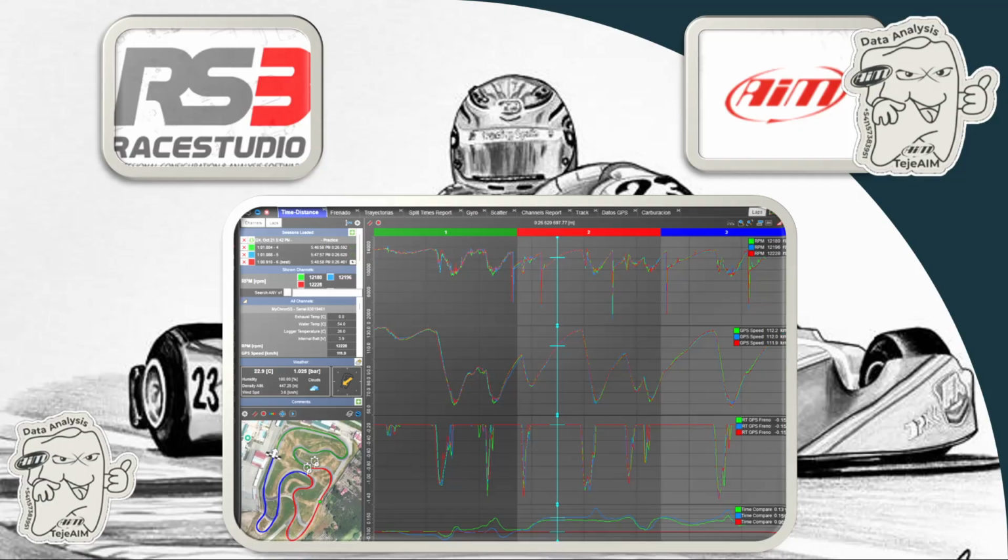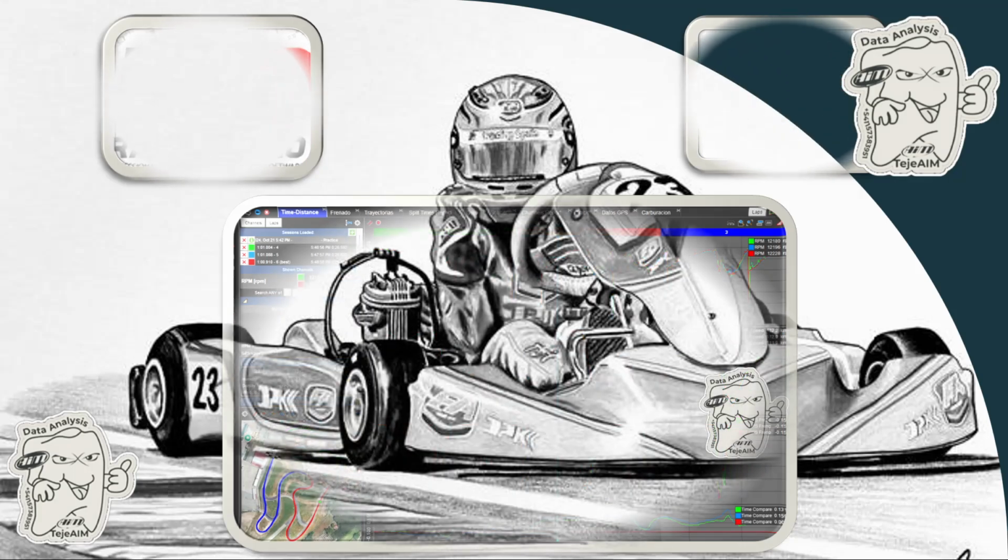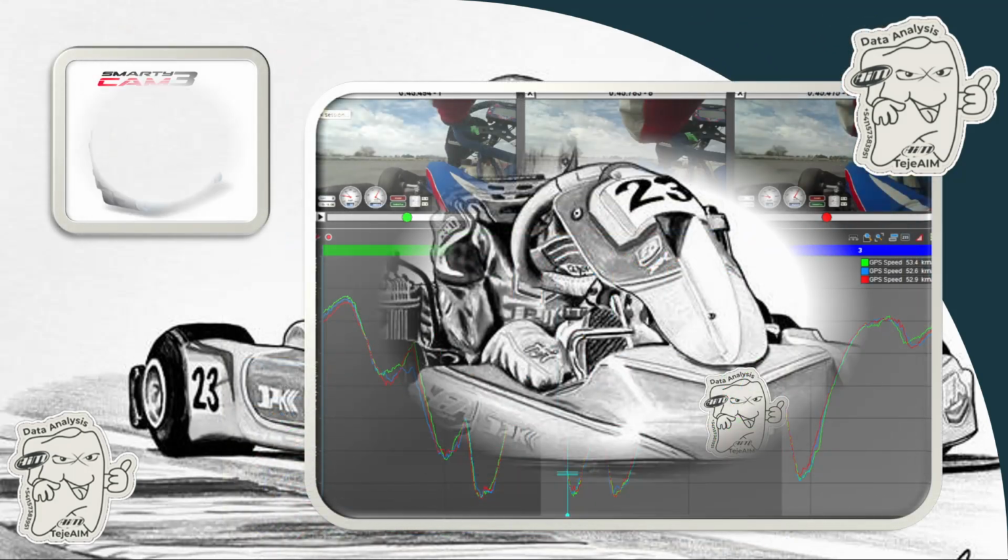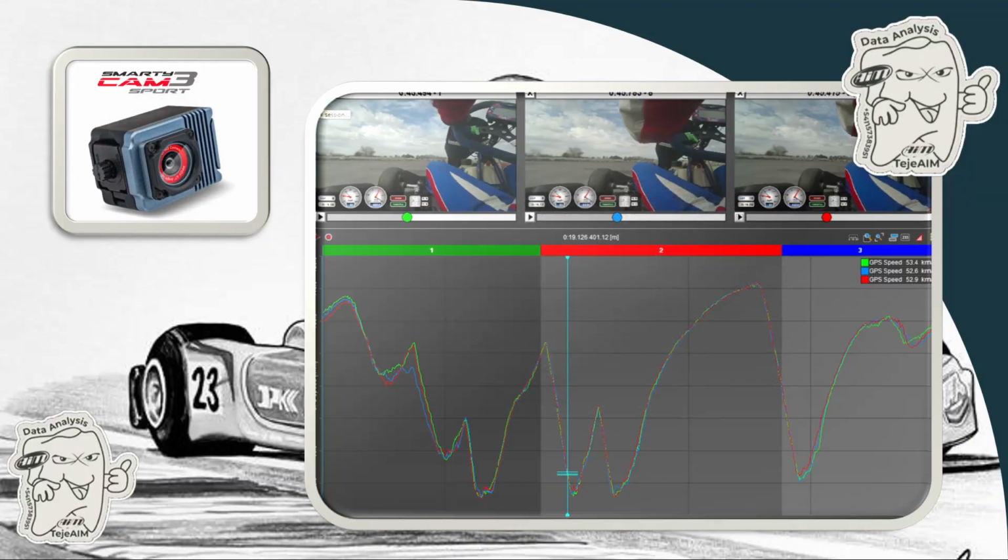And something very powerful is to synchronize the data with a video on board. See the numbers and the image at the same time. It's incredibly useful to understand what exactly was going on when the data shows something strange.